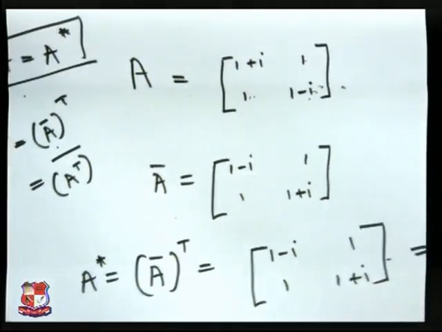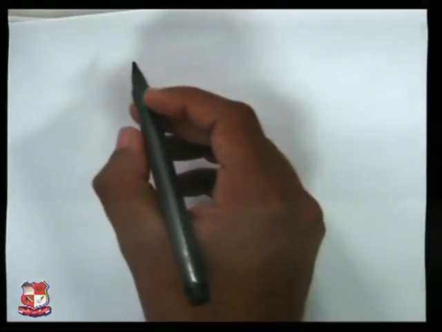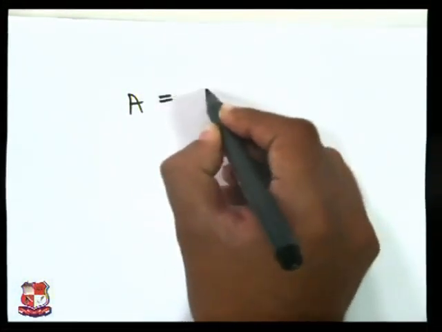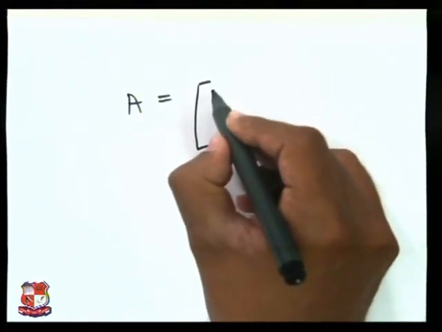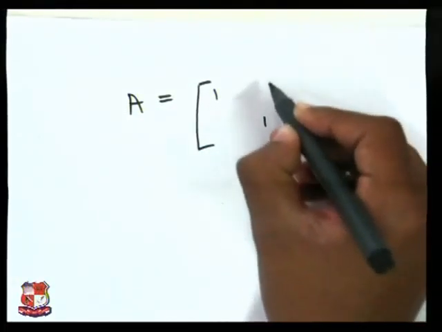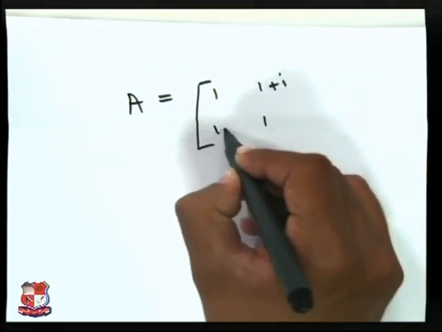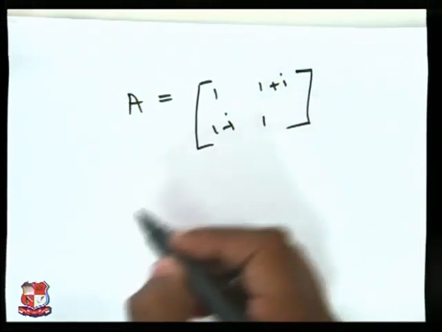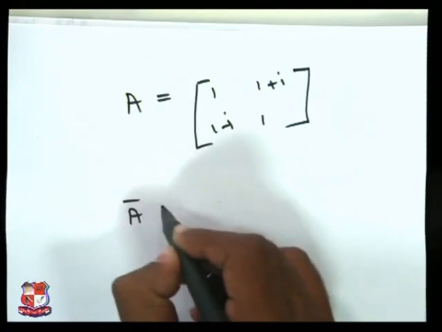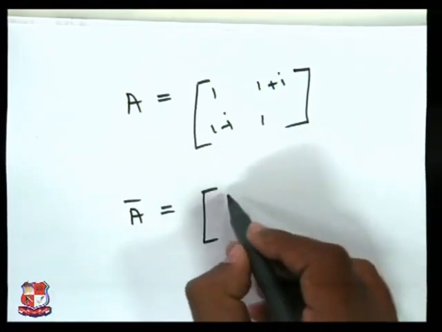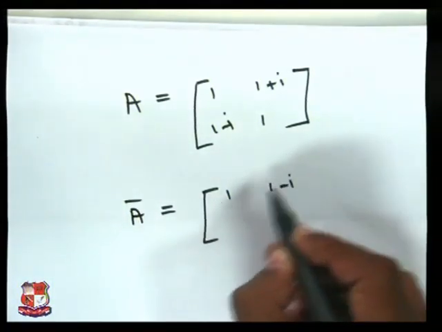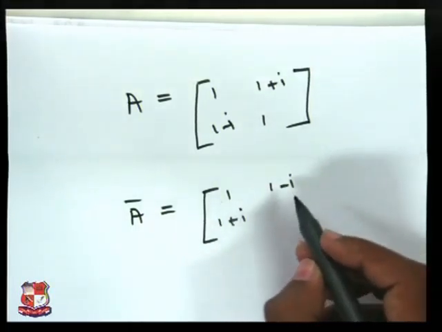See, if you take A is equal to [1, 1+i; 1-i, 1]. Now what is A bar? That is [1, 1-i; 1+i, 1].